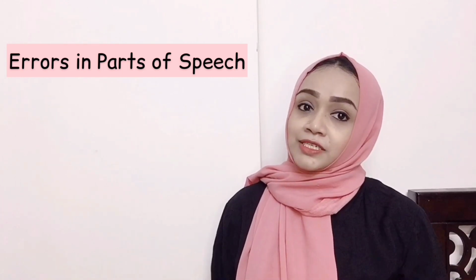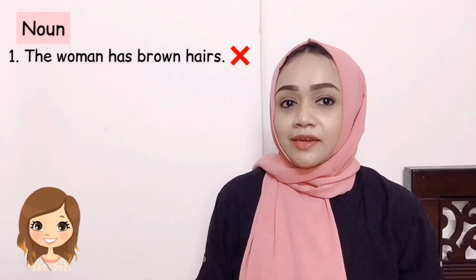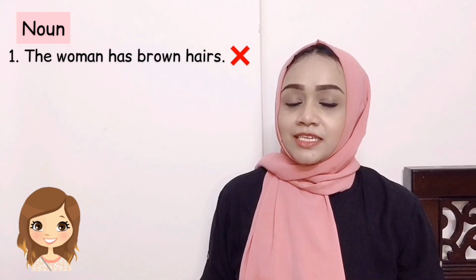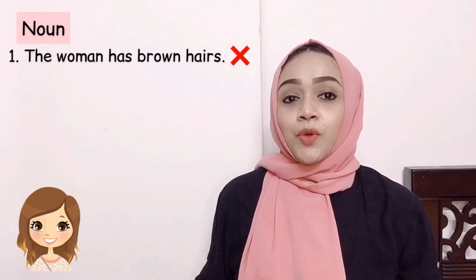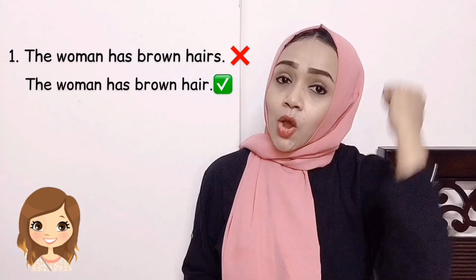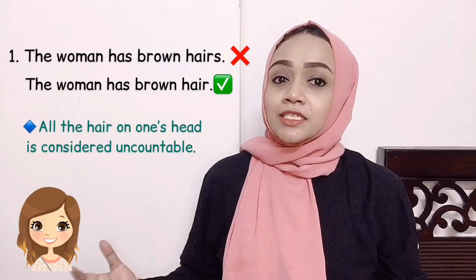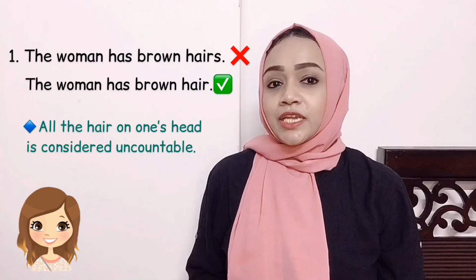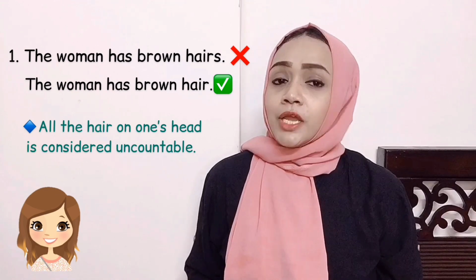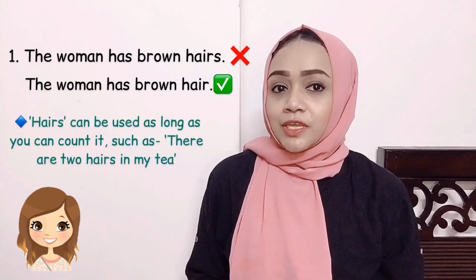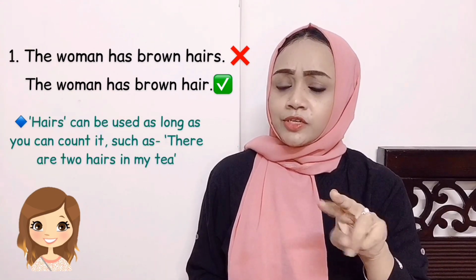It's a vast field. The woman has brown hairs. There is a mistake in this sentence, and the correct one will be: the woman has brown hair. All the hair on one's head is considered uncountable. So using hairs is almost incorrect. You can use hairs if you can count them. For example, there are 2 hairs in my tea.